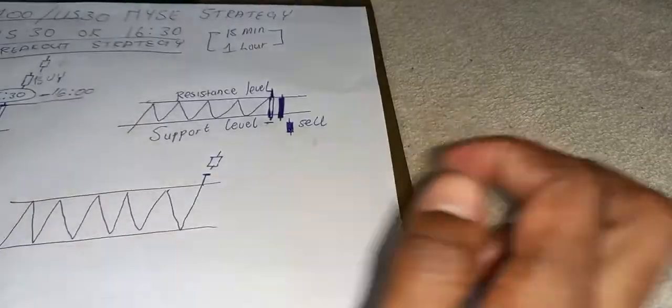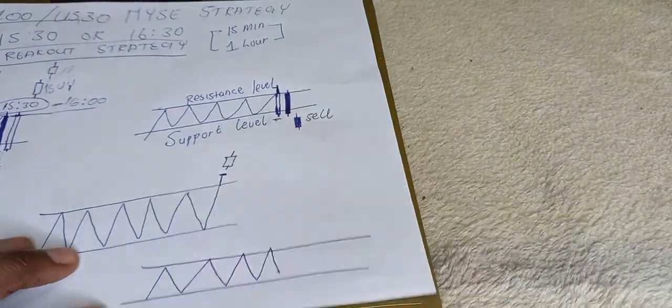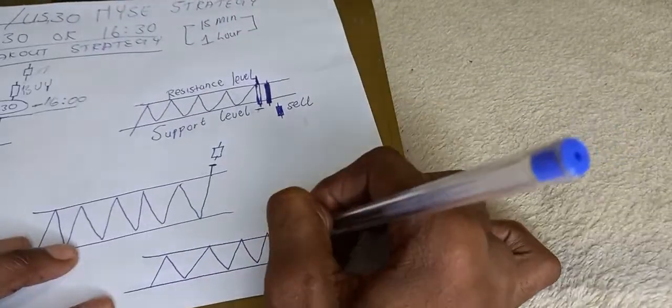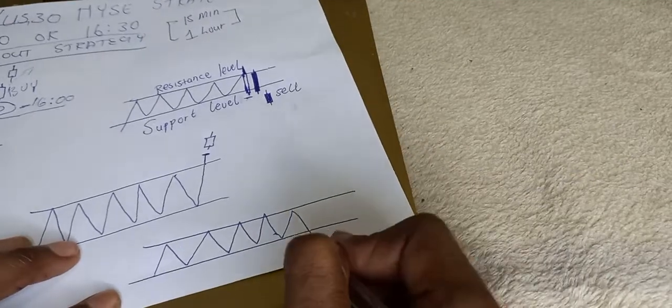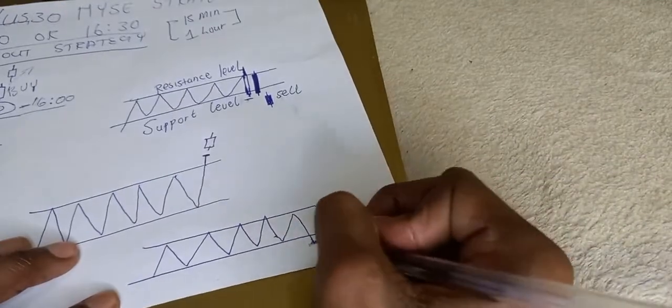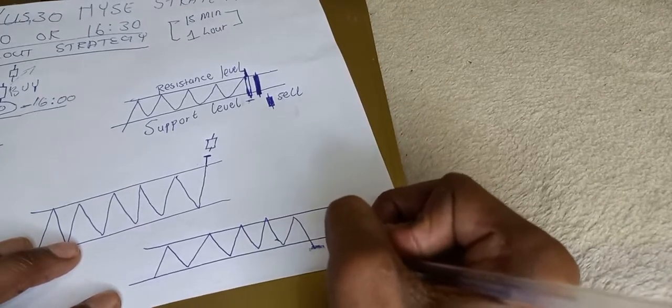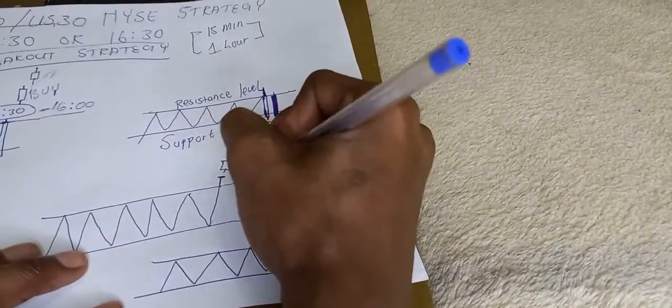Okay, same scenario, different situation. You have a channel, right? Now what happens is you wait for the market to break below this level before you enter. And if you have another candle there, then you can sell there. Then, in the other case, you buy there.